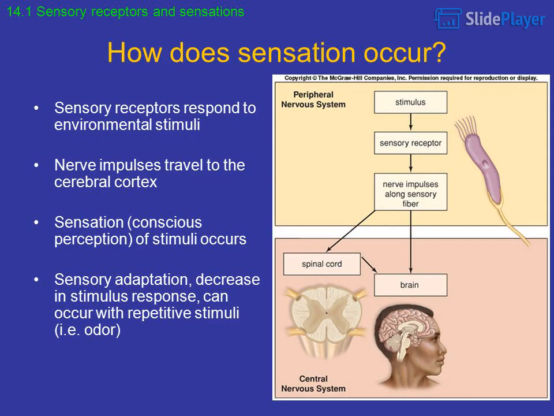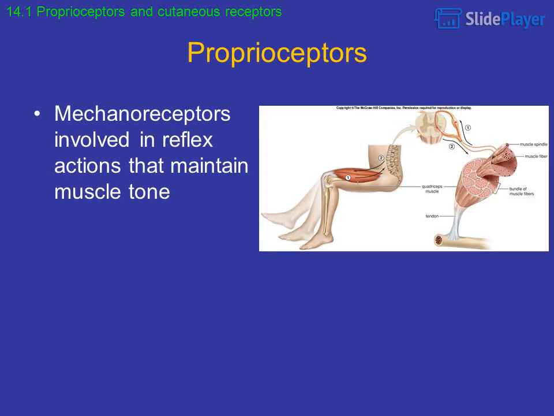How does sensation occur? Sensory receptors respond to environmental stimuli. Nerve impulses travel to the cerebral cortex. Sensation, conscious perception of stimuli, occurs. Sensory adaptation, a decrease in stimulus response, can occur with repetitive stimuli, for example odor.